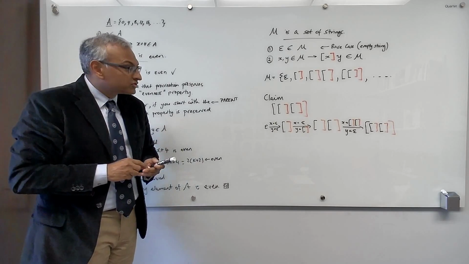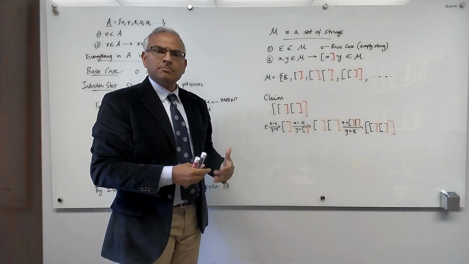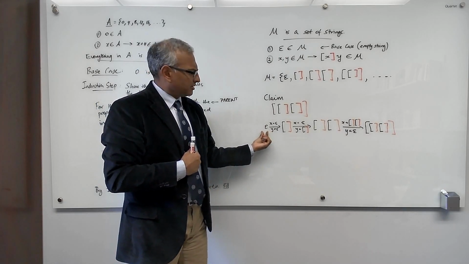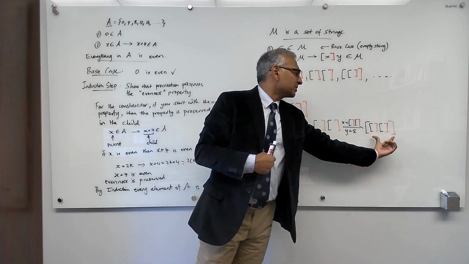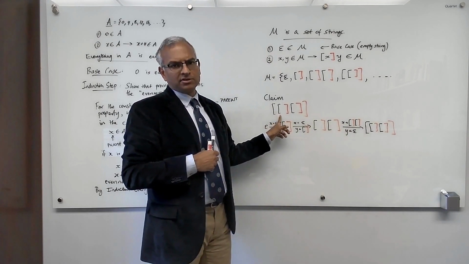That proves it. Such a derivation proves that this guy is in my set M, because I started from the primordial ancestor and I applied the constructor rules successively. And ultimately I end up deriving what I wanted to derive.